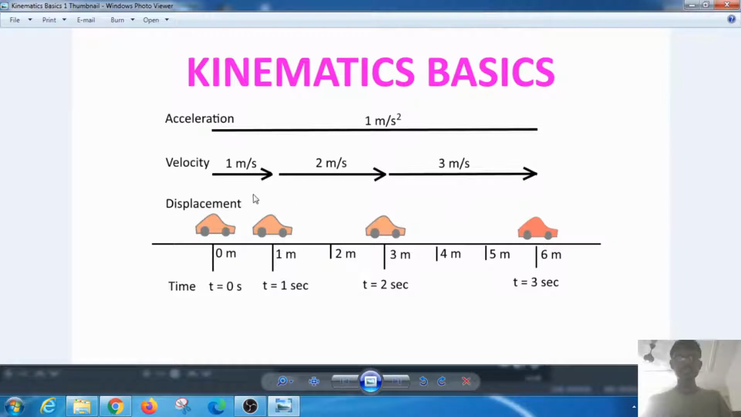And for each second, if the velocity of the body is changing by 1 meter per second, then its acceleration is said to be 1 meter per second square. So this is how the displacement and velocity are varying if a body is accelerating. So this is how you should understand the basics of kinematics. Similarly, the same rule applies if the body is decelerating.